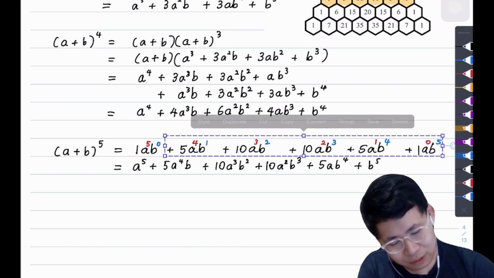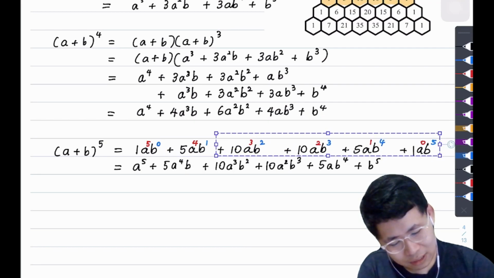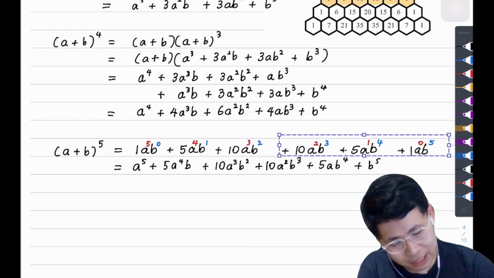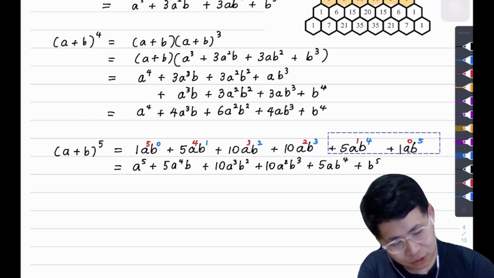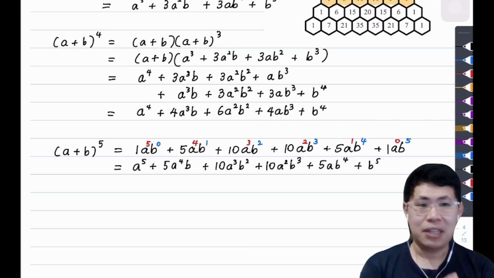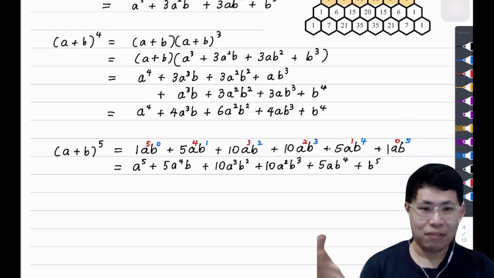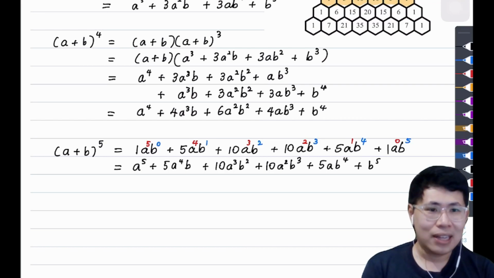Okay, cool, right? So we actually don't have to do the full expansion. We can just make use of the Pascal triangle to help us make sense of whatever we need to expand, and at the end of the day, we just need to do it simply like that. Cool, right? Okay, let's do one more example.